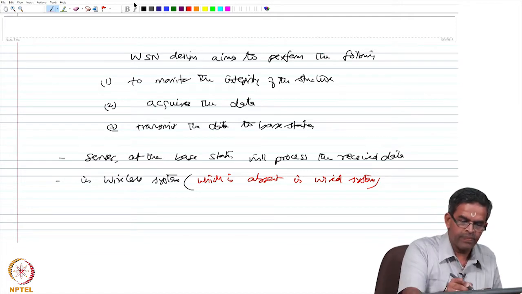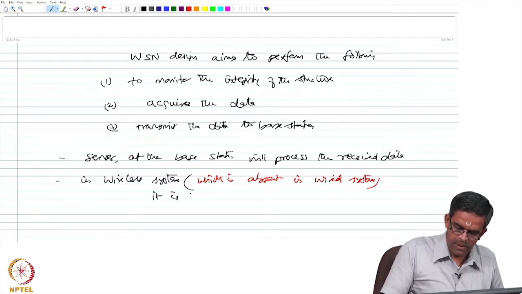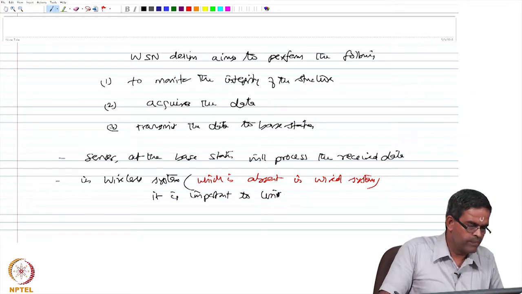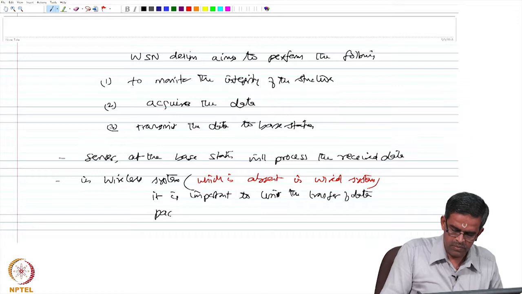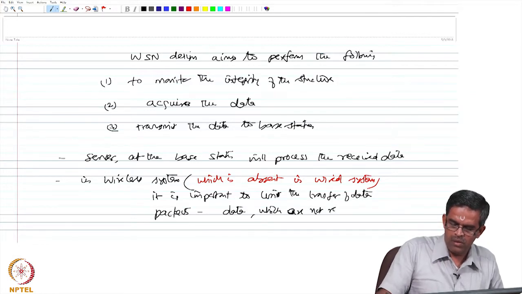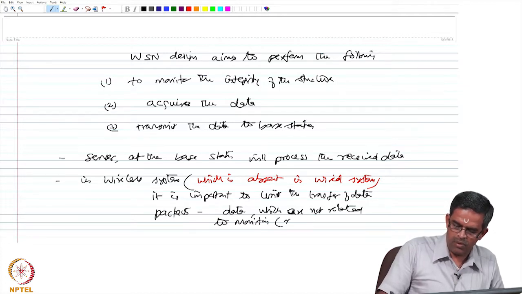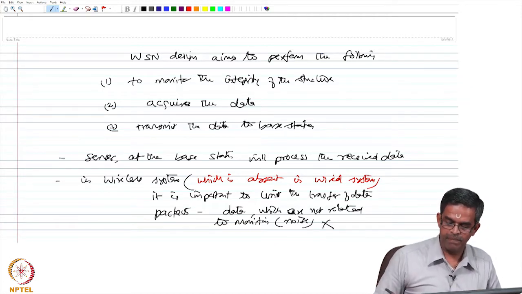There is a problem with the transfer of the data packets. It is important to limit the transfer of data packets. The data which are not related to monitoring should not be transferred. That is what we say as noise, should not be transferred. Okay, that is a limitation we have got to check.